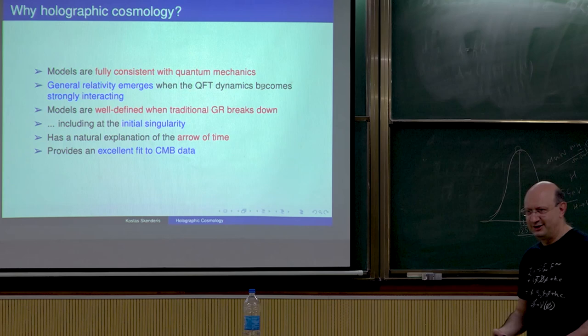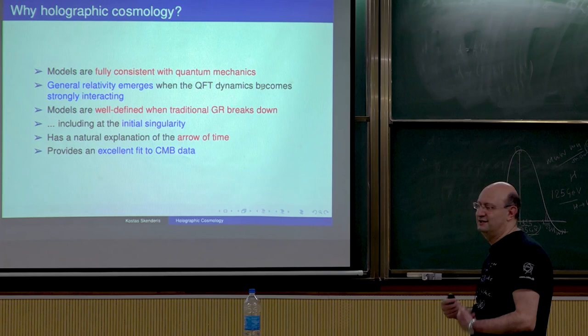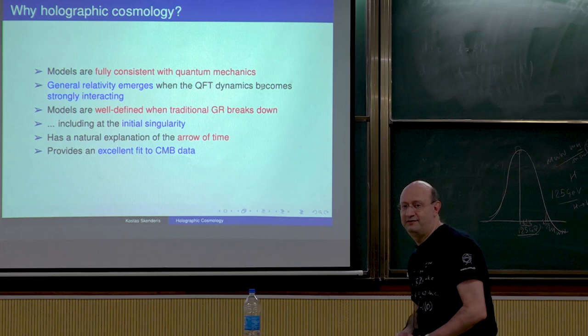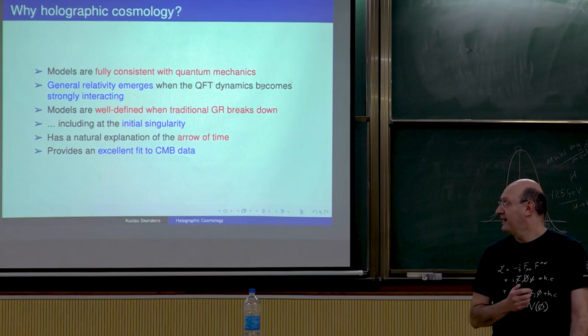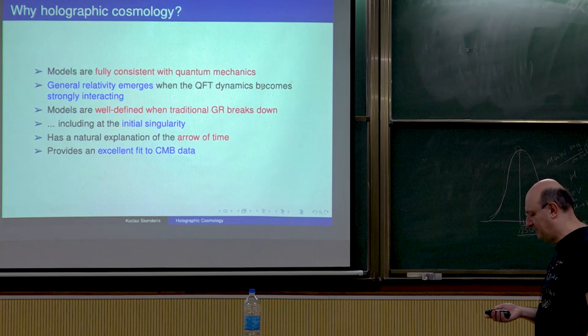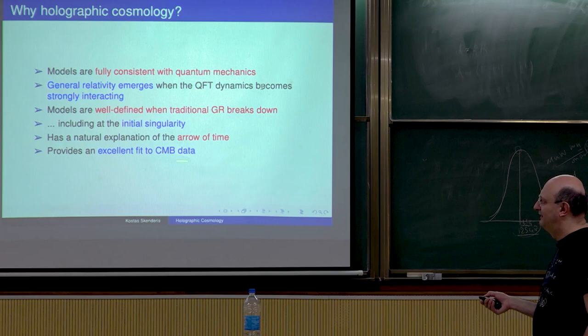As I will also argue, this automatically gives you a natural explanation of the arrow of time, which is something that has been debated over the years. Why do we perceive one direction of time? And then it also provides an excellent fit to CMB data. If you compare it with what we see, it works very well. So let me just give you a feel of that.